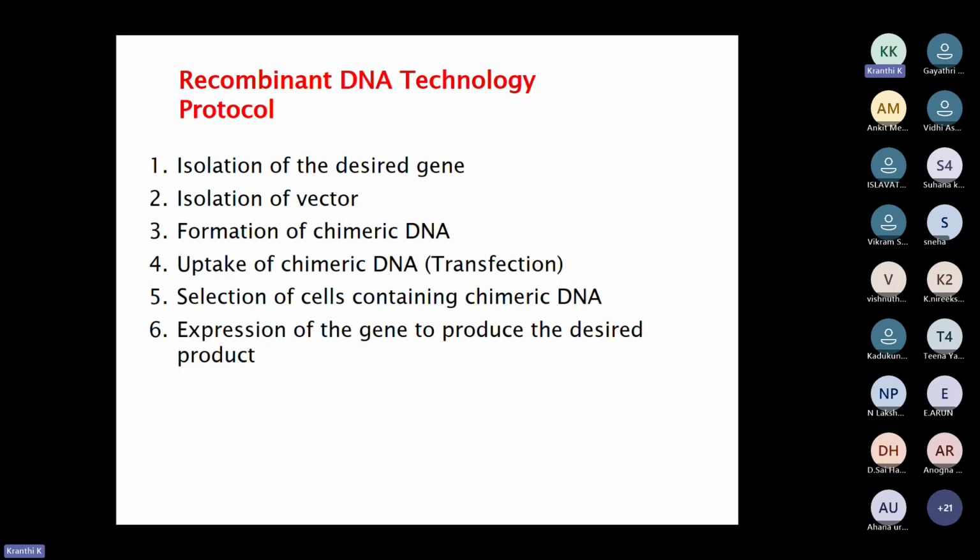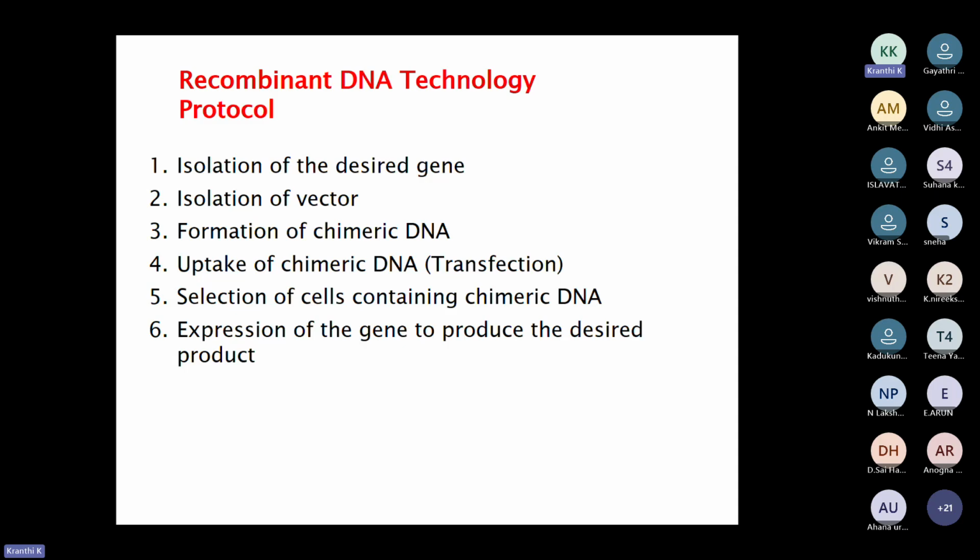So first you isolate the desired gene, then isolate a vector, then form the chimeric DNA. What is chimeric DNA? Insert the desired gene into a vector gene. Now it contains the hybrid gene, meaning it has both the vector gene as well as the desired gene. That's called chimeric DNA.